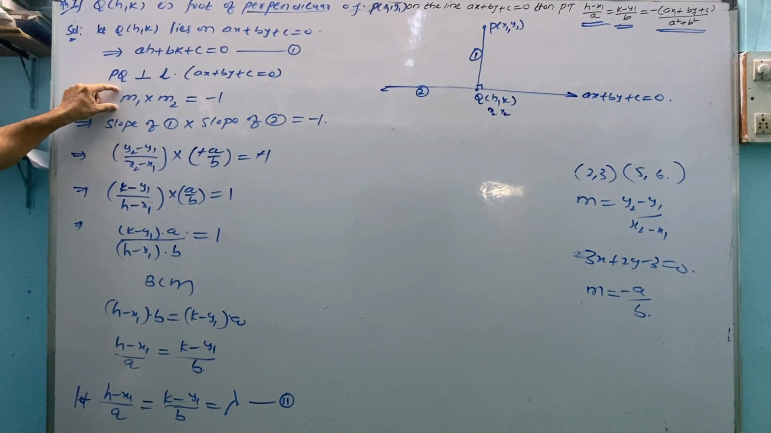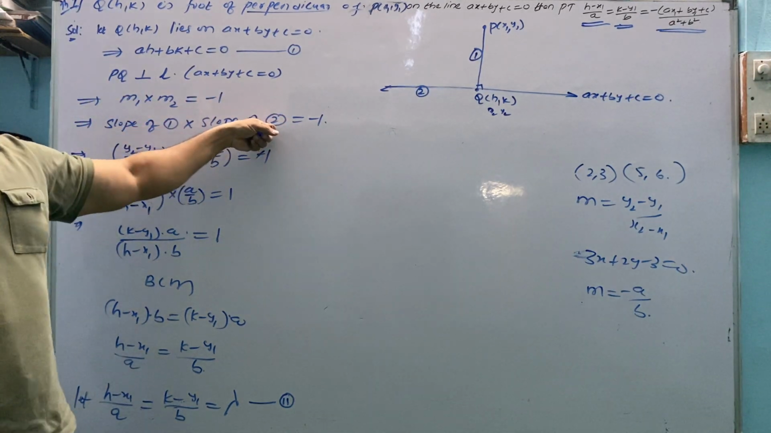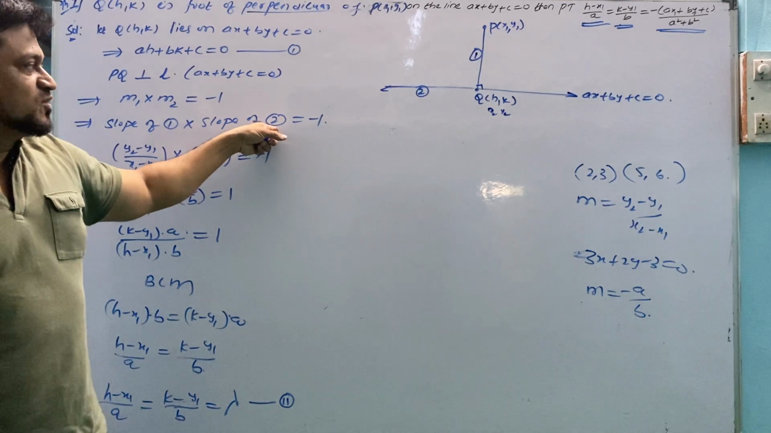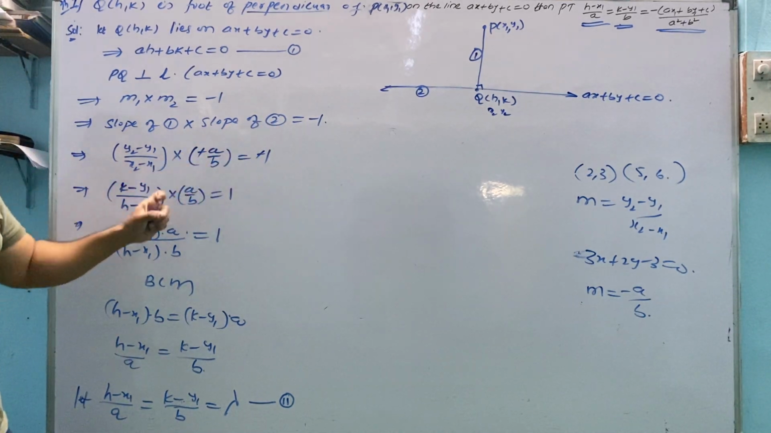Their product of slope is minus 1. You have to write slope of 1 into slope of 2 equal to minus 1. You can learn this point by heart. Slope of 1 into slope of 2 equal to minus 1. Both slopes we have multiplied and equated with minus 1, minus sign cancelled.